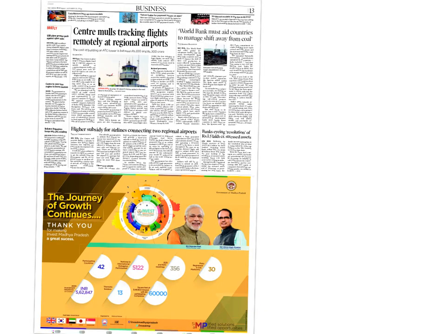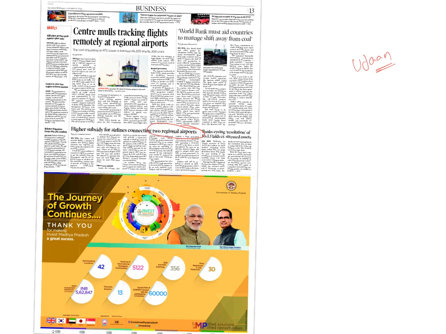Now, coming to the business page. With regard to regional airports, there is the UDAN scheme. Under the UDAN scheme, the airlines connecting the regional airports will get a subsidy from the government. In this case, the SpiceJet chief, Mr. Ajay Singh, has demanded a greater subsidy for the airlines that connect regional airports to each other and to the major city hubs.